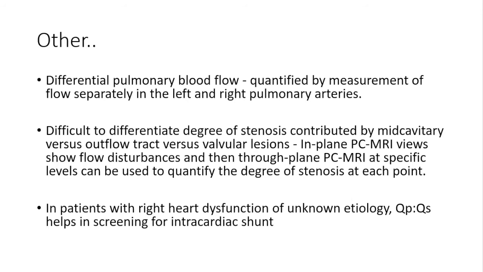Some other applications of use of phase contrast in cardiovascular MRI is to determine the differential pulmonary blood flow, which can be quantified by measurement of flow separately in left and right pulmonary artery. Usually the normal differential pulmonary blood flow is 55 to the right to 45 to the left. However, it can change in cases with size discrepancy or branch pulmonary artery stenosis.